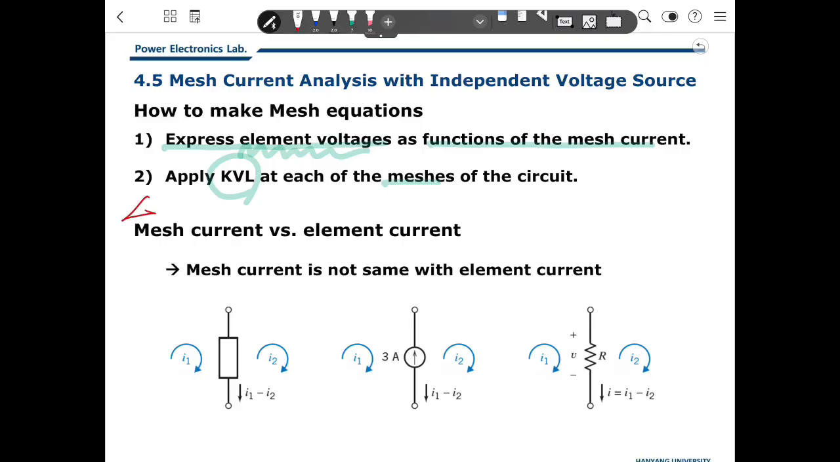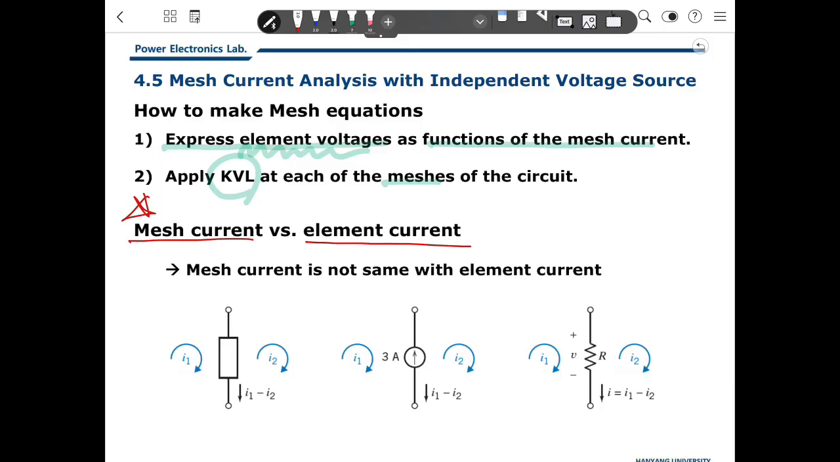This is important: mesh current is not the same as element current. There will be some cases where mesh current is equal to the element current, when the specific element is included in only one mesh. Then the current flowing through the element is the same as the mesh current. But if an element is part of two or three meshes, then the element current is a function of the mesh currents including the element.